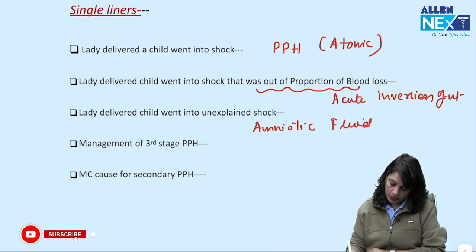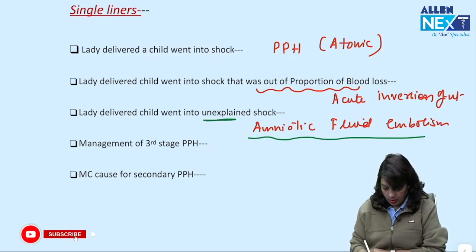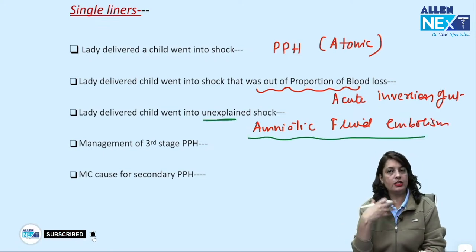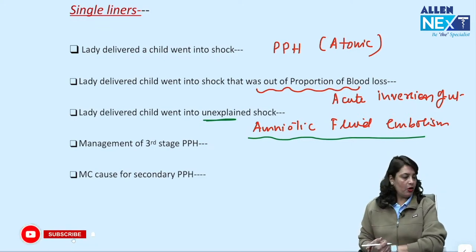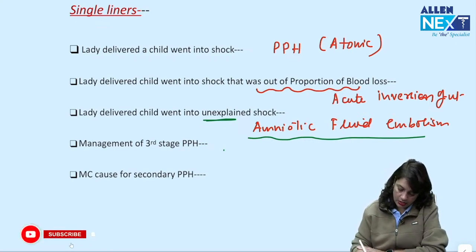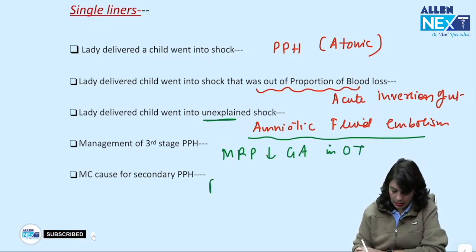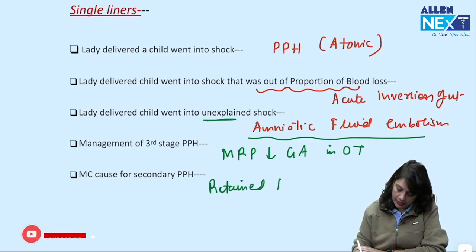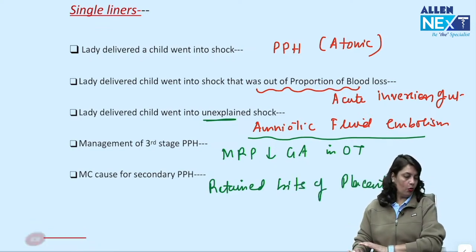A lady delivered a child and went into unexplained shock. Amniotic fluid embolism. When it is unexplained shock, like a patient delivered a child, she started gasping, cyanosed, breathless, hypotension, collapsed, then that is amniotic fluid embolism. Management of third stage PPH is manual removal of placenta under GA in OT. Most common cause for secondary PPH, retained bits of placenta, that is succenturiate lobe.